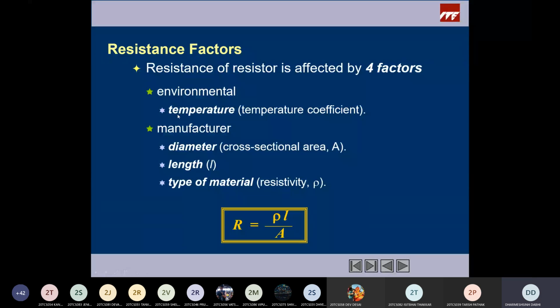And the fourth parameter is temperature. As the temperature increases, your resistance value will change. Whether it increases or decreases depends upon the type of material. If it is a conductor material, then the variation may be different. If it is an insulating material, then it has a different value of resistance based on the temperature. We will see after the next slide how the value of resistance changes based on the material and based on the temperature rise. So these are the basic four factors affecting the value of resistance.